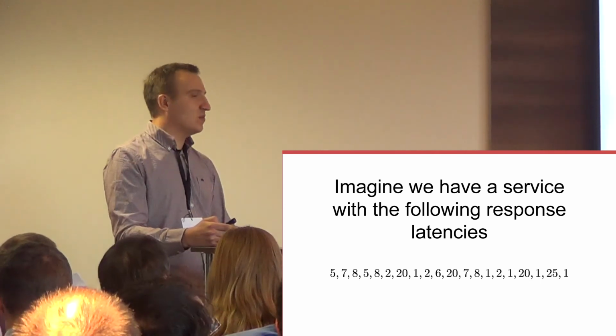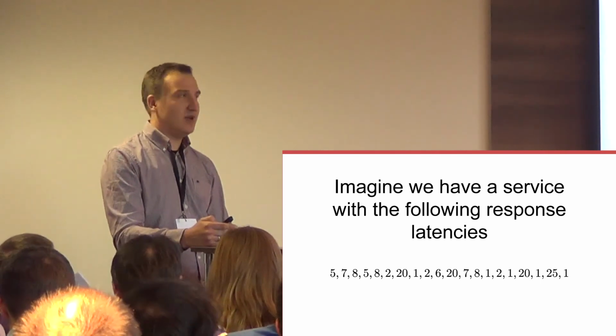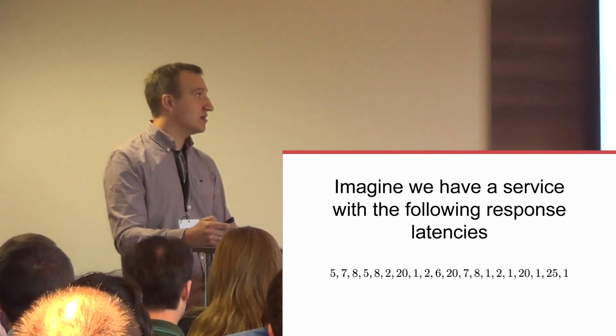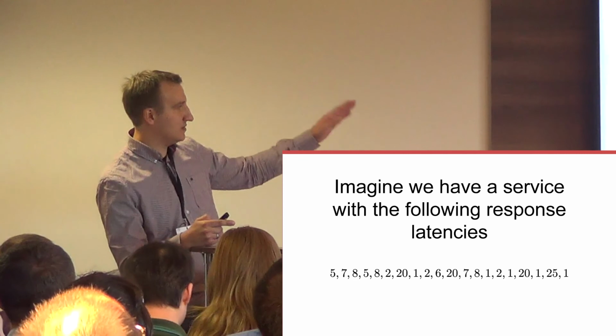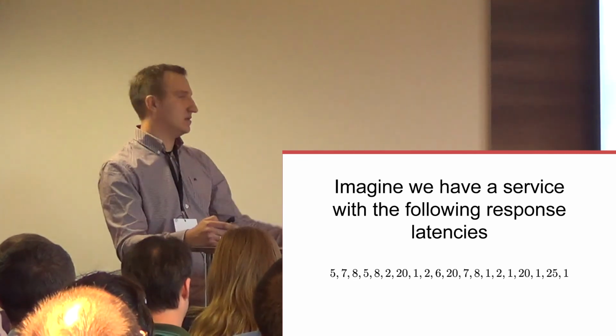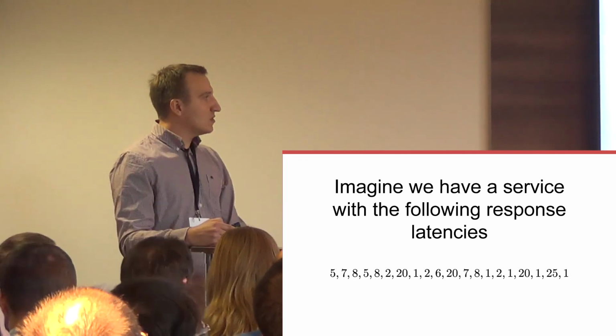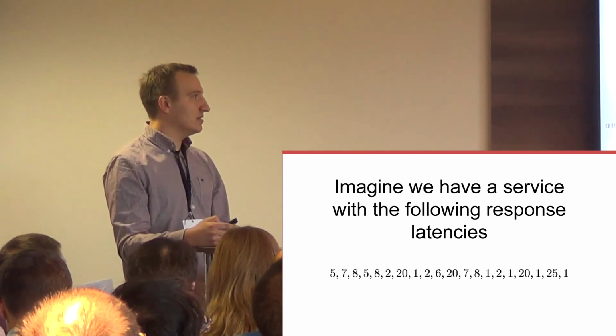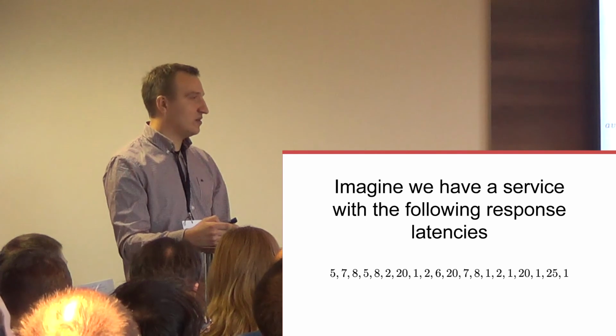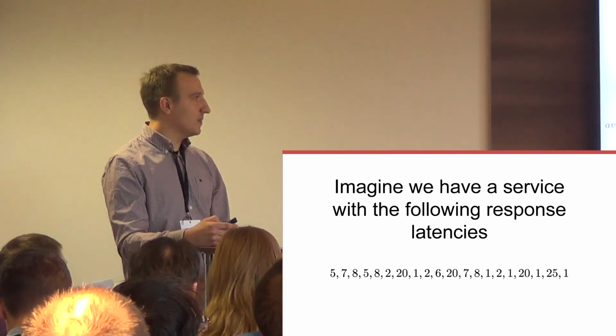So here's an example of why measuring averages is really bad. Imagine we have a service with the following response latencies. We've got 20 of them, and these are 5, 7, 8 milliseconds, and so forth. So the average is really easy to calculate. It will be 7.5 milliseconds, right?